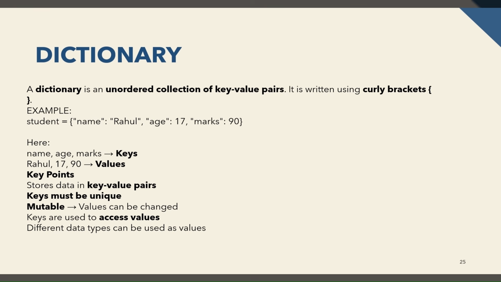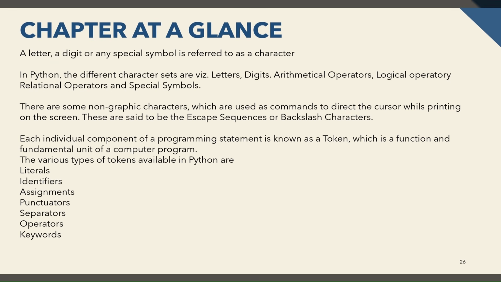So name, age, marks, which are on the left hand side of colon, are keys, and Rahul, 17, 90 are the values for these keys. Now, key point for this would be dictionary stores data in key value pairs and keys must be unique. And keys are used to access values. And different data types can be used as values. So this is dictionary data type in Python. So we have covered all the data types in Python. So this is the summary of this video.